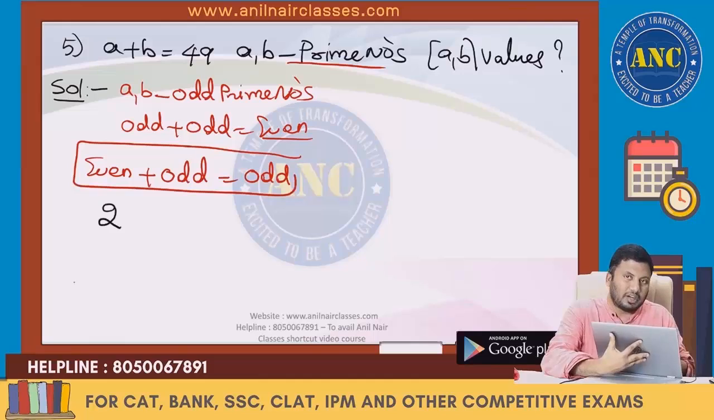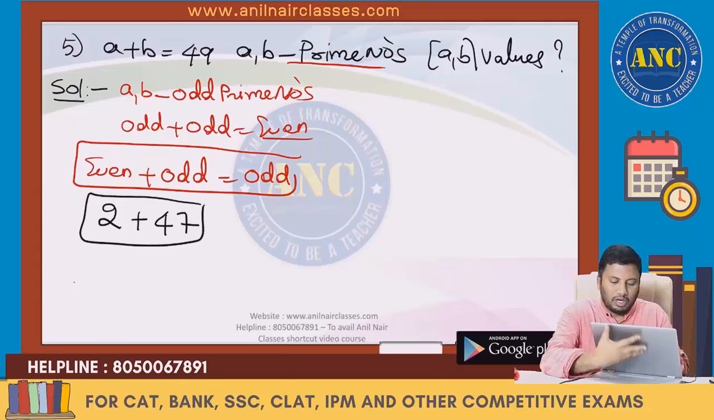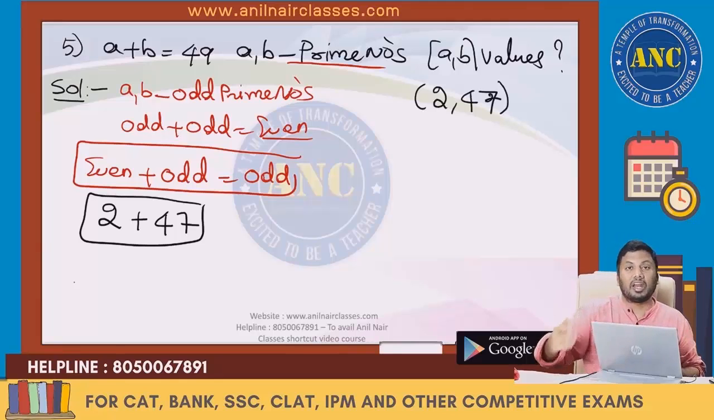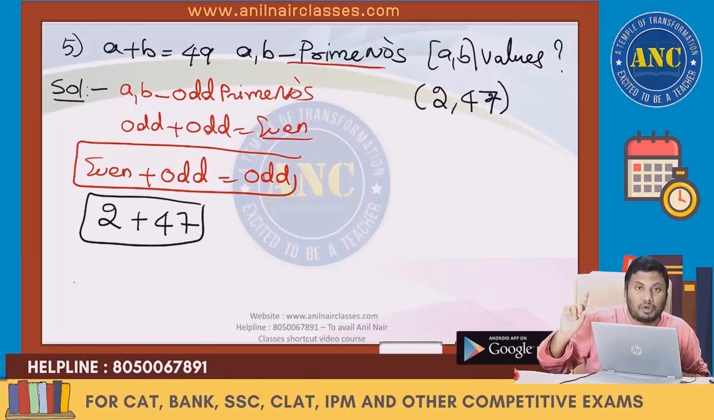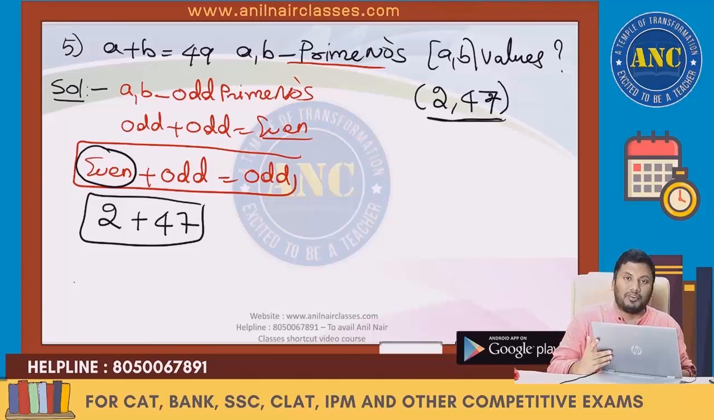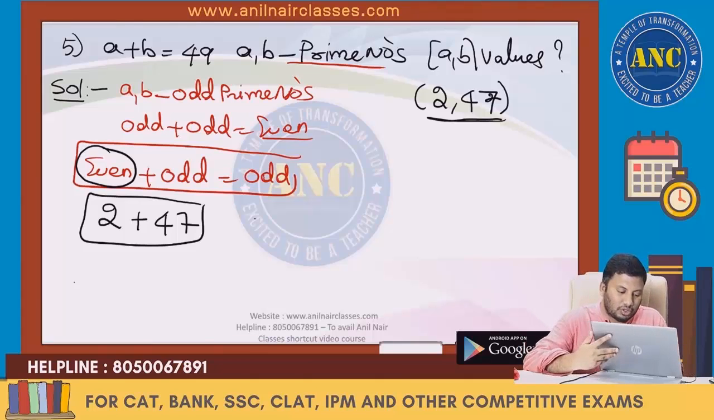So what is the lowest even prime number? 2. The next number is 47. 2 plus 47. So the only values which will satisfy are 2 and 47. There cannot be any other value. Why? Because 49 is an odd number. The sum of two prime numbers being odd means one has to be even and the other odd. The lowest even number is 2. If it is 2, the other will be 47. 2 plus 47 is 49. So the value is 2 comma 47. Sixth question.